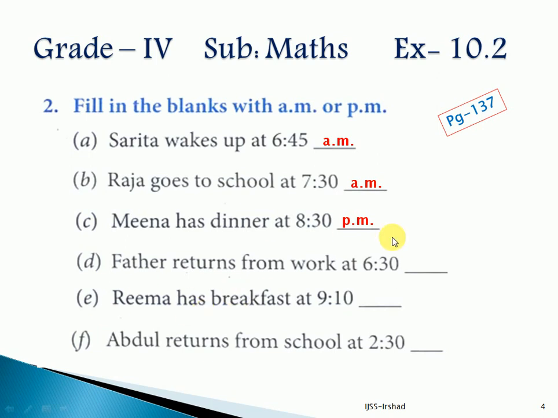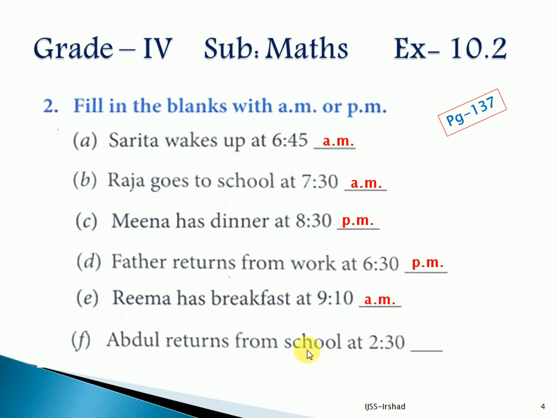And father returns from work at 6:30. So you can see when your father is coming, 6:30 AM or PM. 6:30 AM means morning, 6:30 PM means evening. So obviously it will be evening time, so we will use PM. And Rima has breakfast at 9:10. 9:10 also comes 2 times, one in the morning before 12 noon and one at night, after 12 noon and before midnight. So obviously for breakfast we are talking about the morning before 12 noon, so we will use AM.